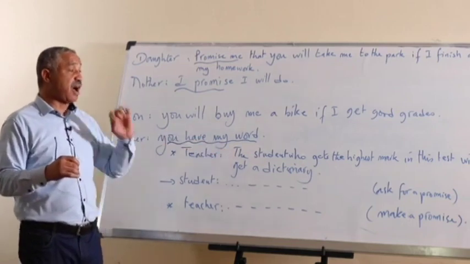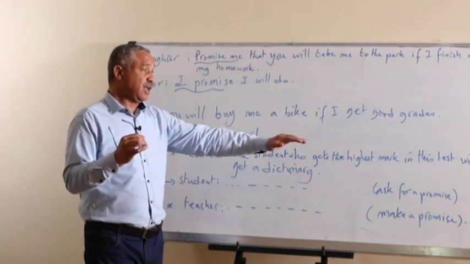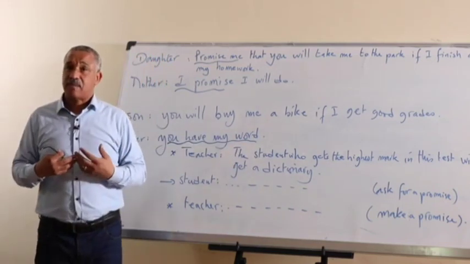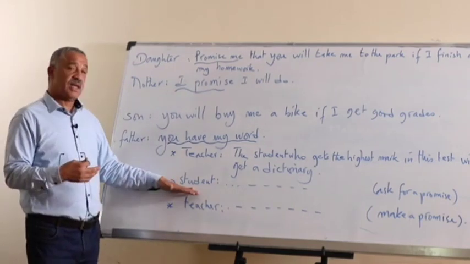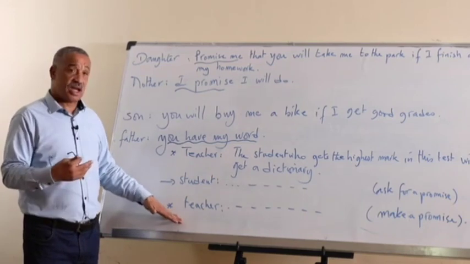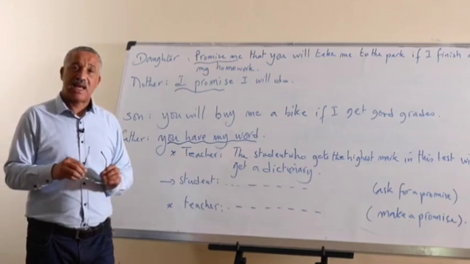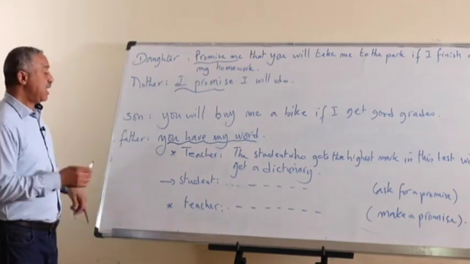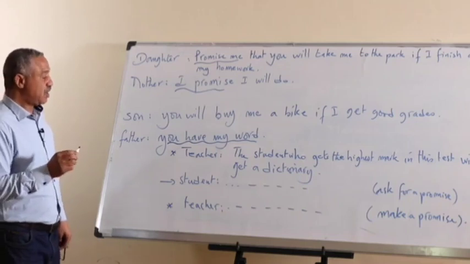student who gets the highest mark, that is the one who gets the best mark in the test, will get a dictionary. Now the teacher is making a promise to his students, and one is asking for that promise. What should he say? And the teacher, to make the promise, what should he say? All right? Now let's correct this quickly. Now we say, the student who gets the highest mark in this test gets a dictionary.